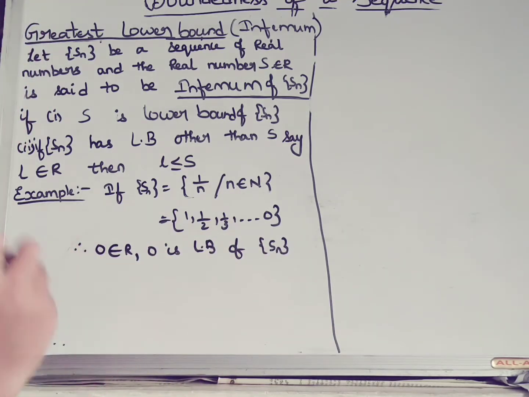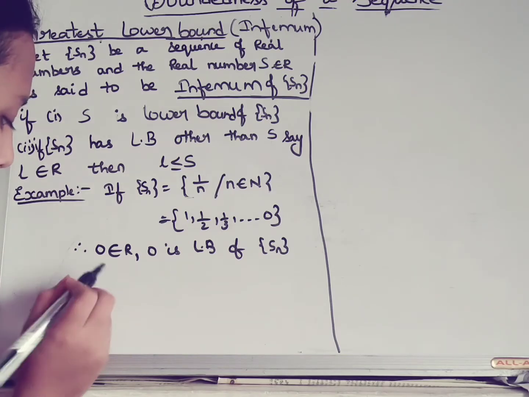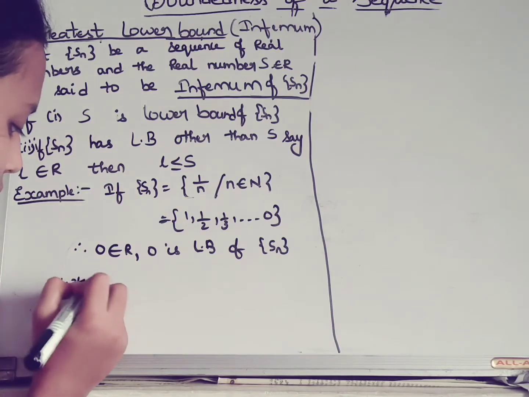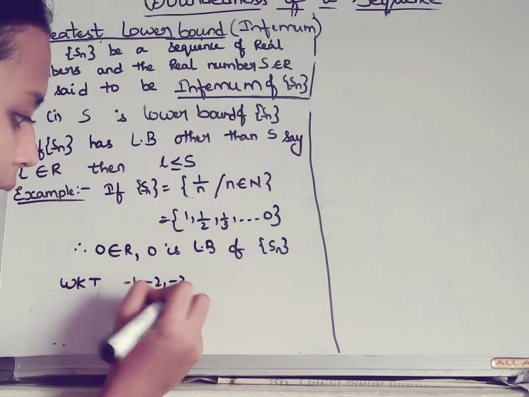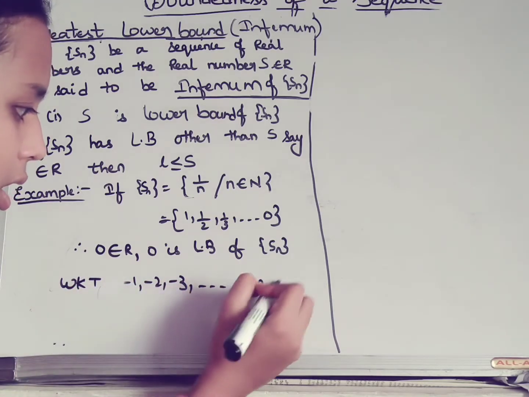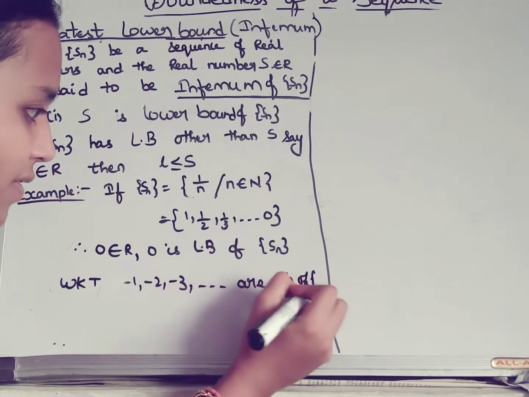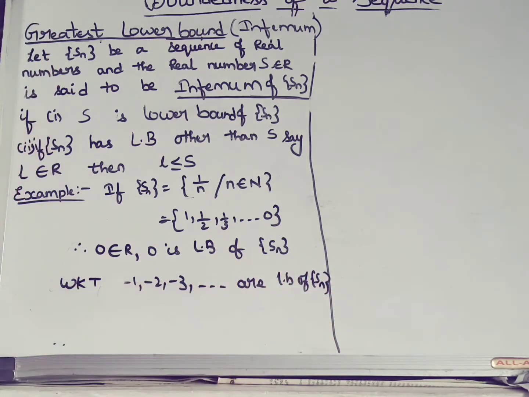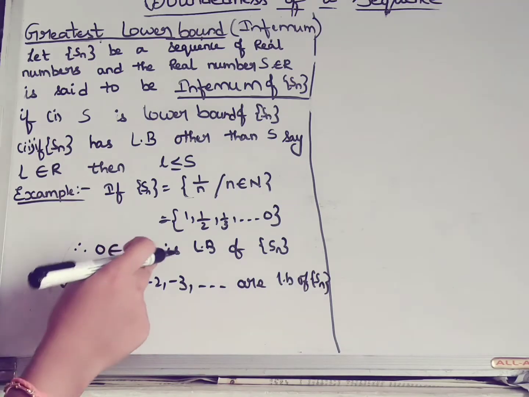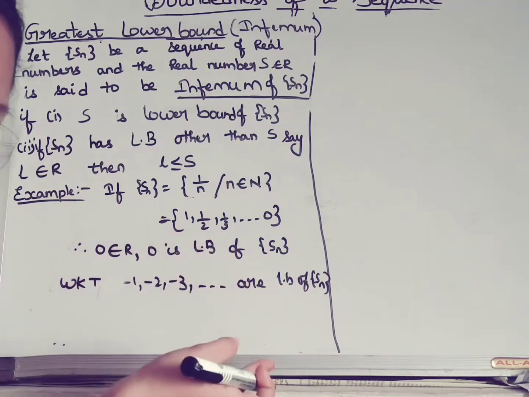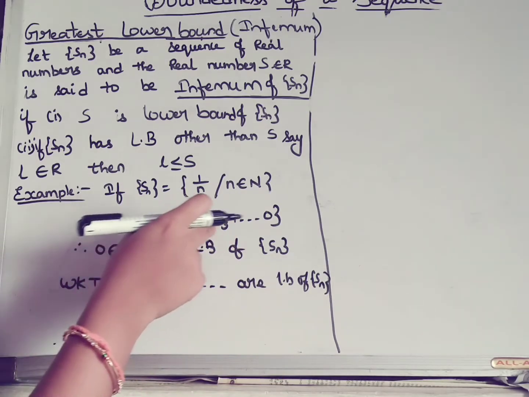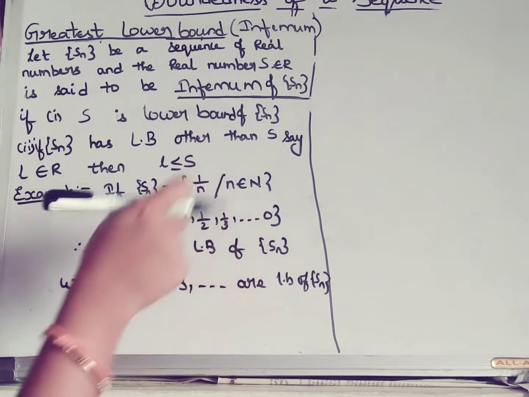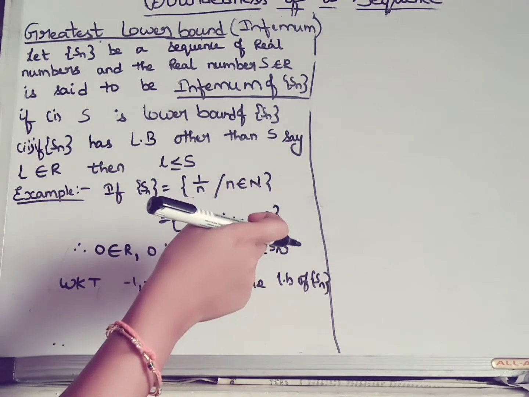See here, on comparing, we know that minus 1, minus 2, minus 3 and so on are lower bounds of sequence Sn. All these are lower bounds of sequence Sn. If 0 is a lower bound, then minus 1 is also a lower bound. Minus 2 is also a lower bound of the sequence. Minus 1 is also less than all these terms of the sequence. Minus 2 is also less than all these terms of the sequence.